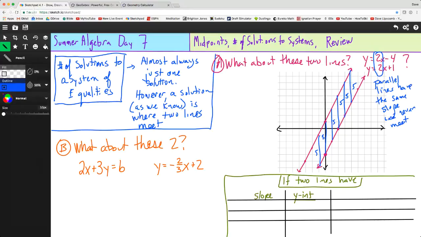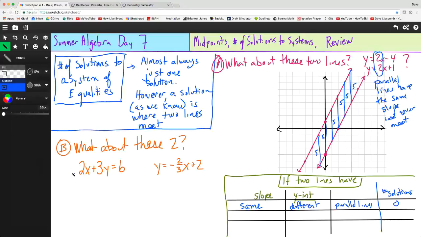Now, if our slope is the same and the y-intercept is different, then we have parallel lines, and the number of solutions? Remember, the solution is where they meet, and these lines never meet, so there's no solution. There's no point that will make both of these true.